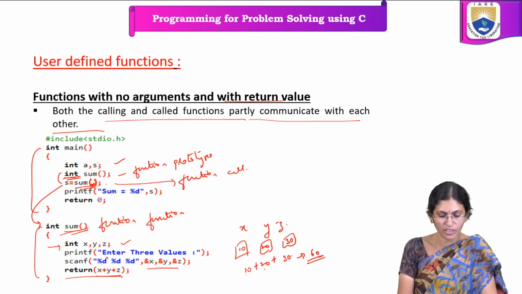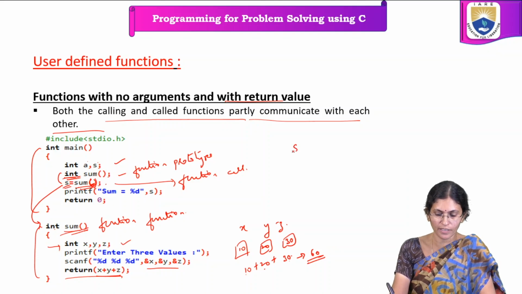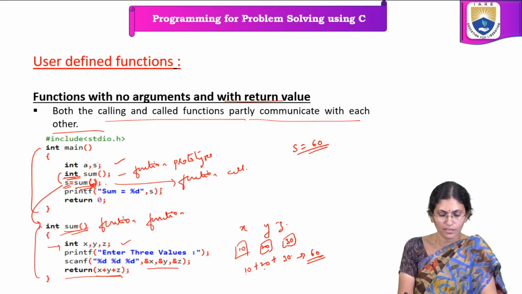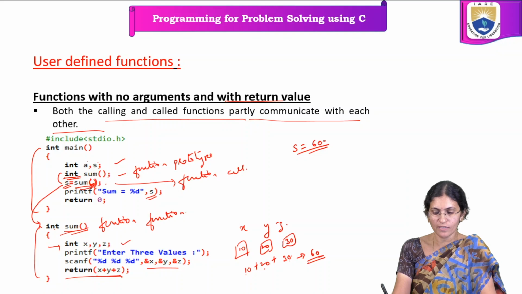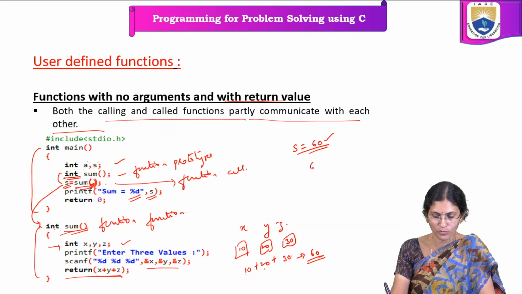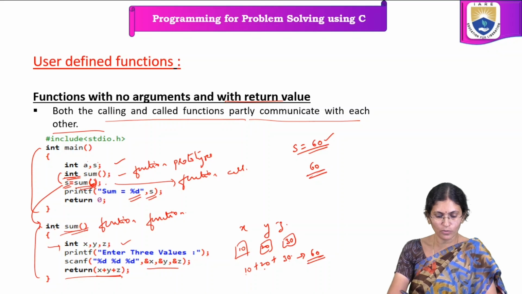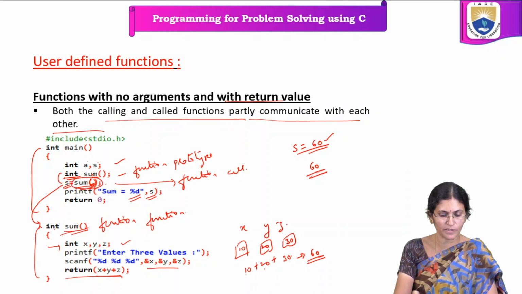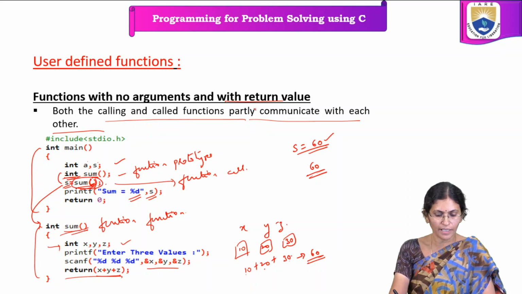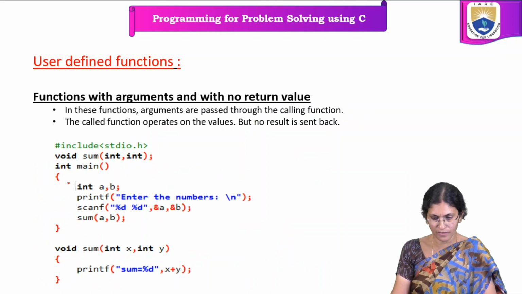Return 60 means this 60 is assigned to the variable s. So s is equal to 60 now. If you try to print the value of s, since 60 is an integer value, %d is the format specifier, and you will get the output as 60. In this way, this is a function with no arguments. We have not specified any arguments here, and it has a return type with a return value.